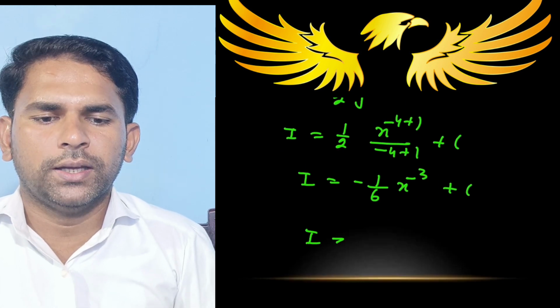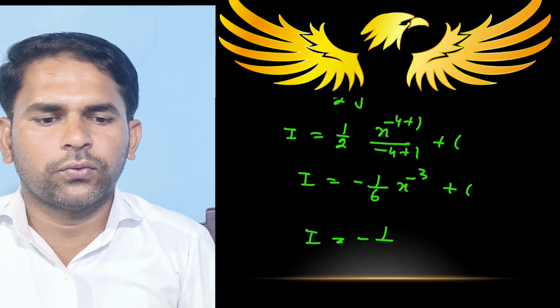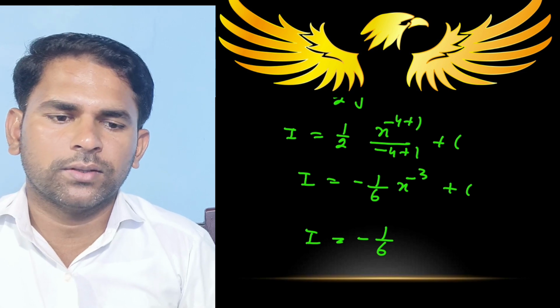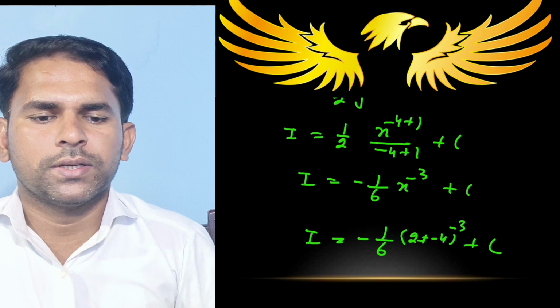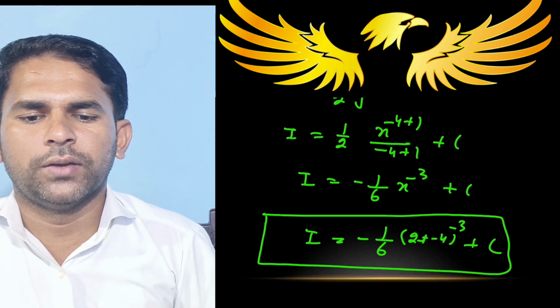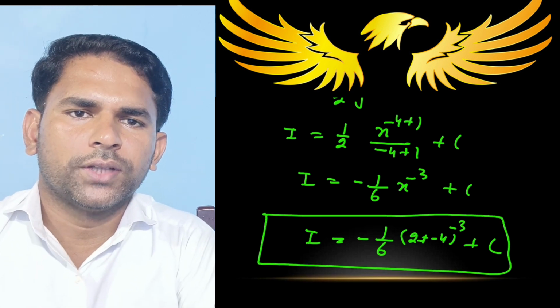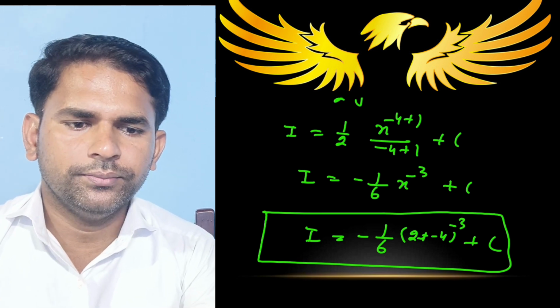So finally we can write I is equal to minus 1 upon 6. You can place the value of x, which is 2t minus 4, power minus 3 plus c. So this is the answer of the given question. Now you can see the next question on the screen.